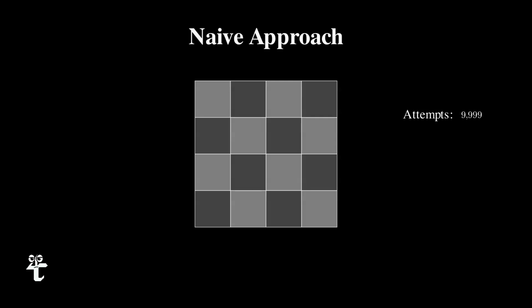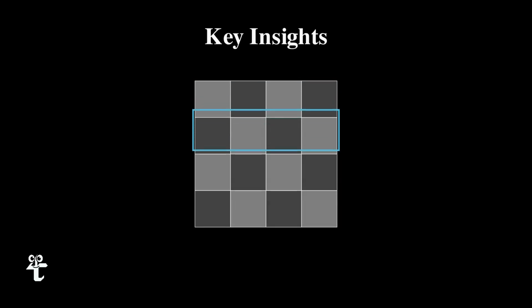Our first insight is that each row must contain exactly one queen. We can process the board one row at a time. The key to efficiency is pruning. Before placing a queen, we check if it is under attack by any previously placed queen.